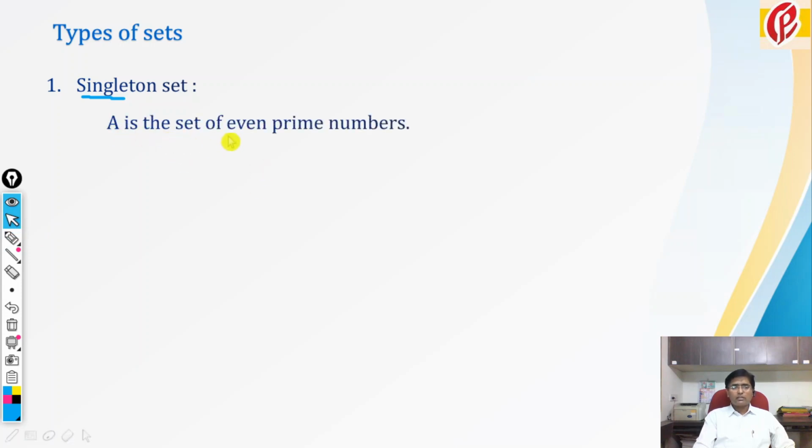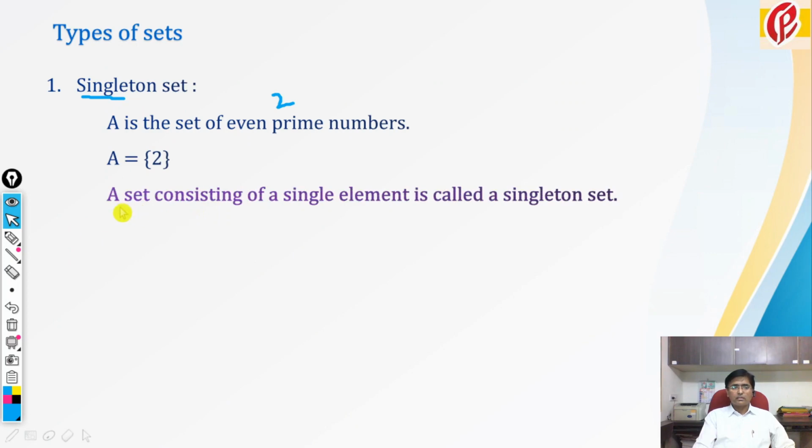A is the set of even prime numbers, and you know that there is only one even prime number. Which one is that? Yes, 2. 2 is the only even prime number. So this set A contains only one element, that means A is equal to {2}. So A contains only one element, so this set A is the singleton set. A set consisting of a single element is called a singleton set.